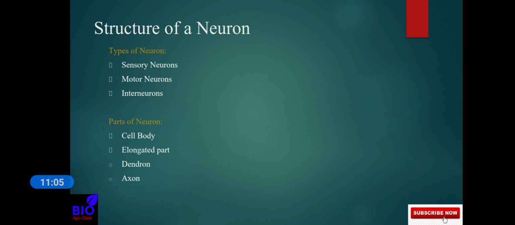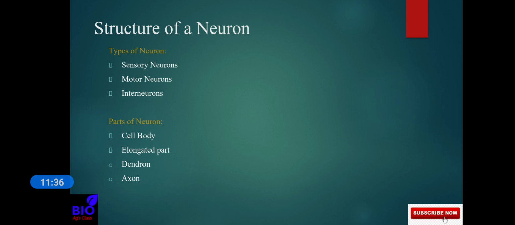So now let's jump to the parts of a neuron. How many parts are there? What do they do? Let's jump to it. So you may see it here. There are different parts here. Neurons are actually divided into two parts: the cell body and the elongated part.